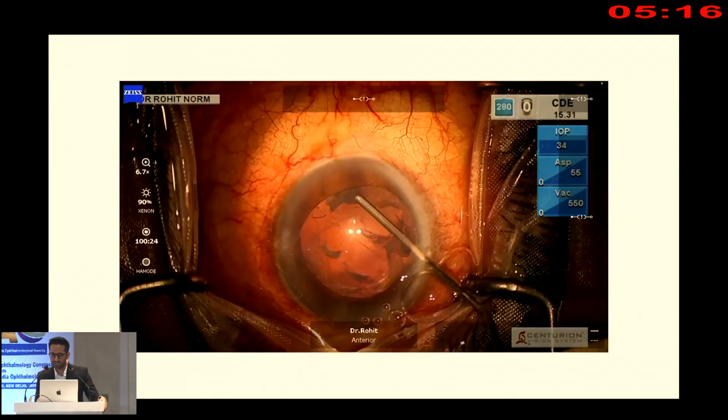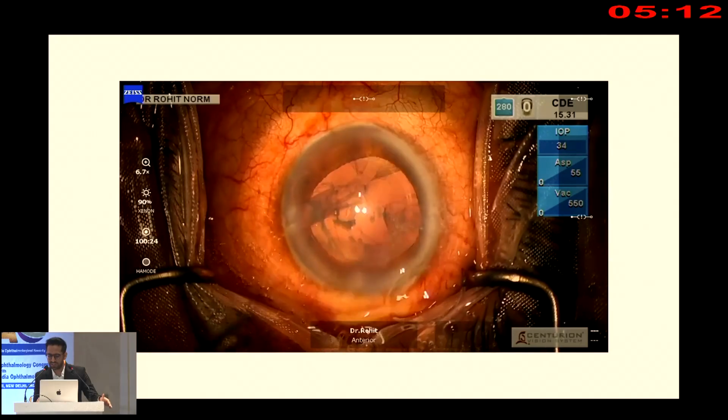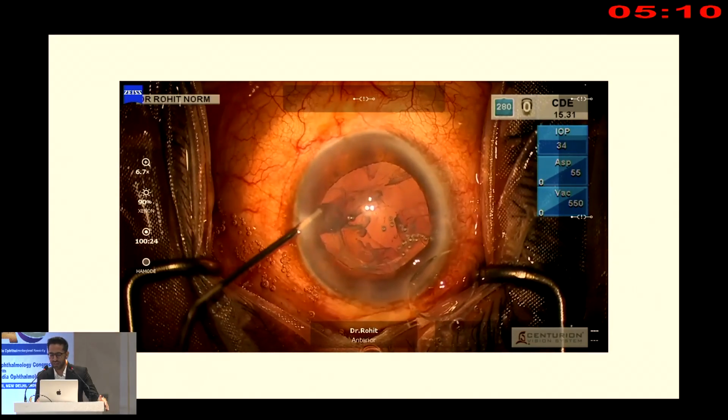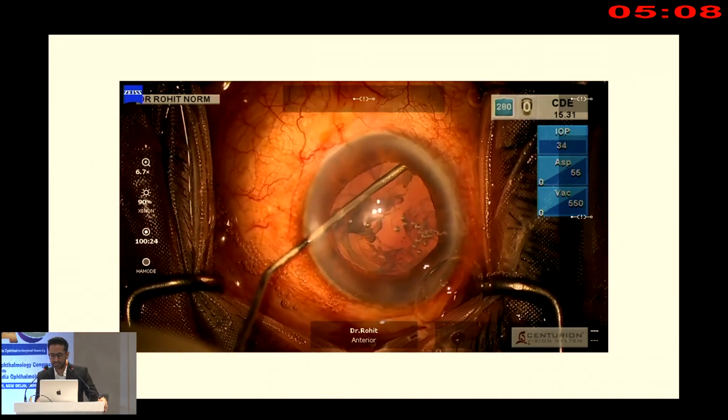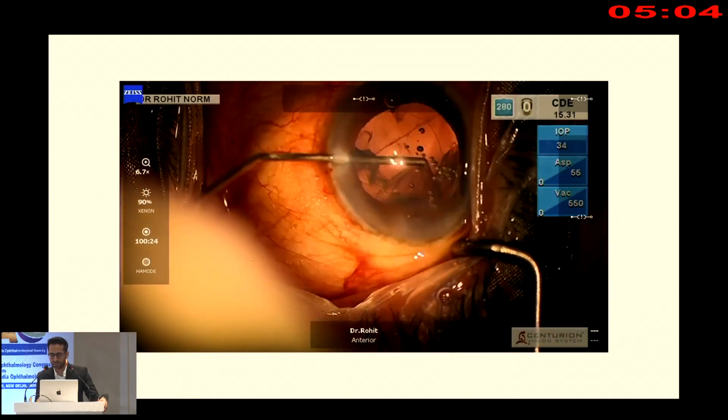Dry aspiration by Gill's technique has been followed to prevent any vitreous hydration. And you can see here that with the dry aspiration, the remaining cortical matter is taken out.